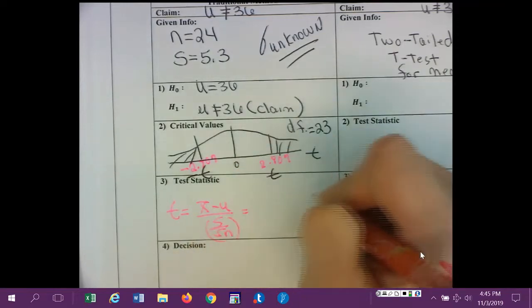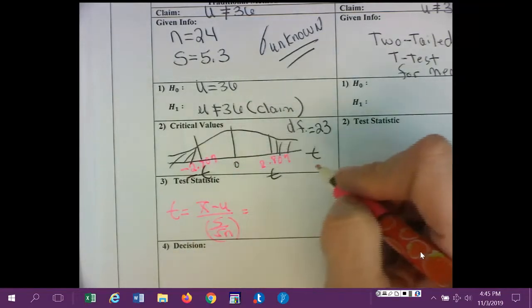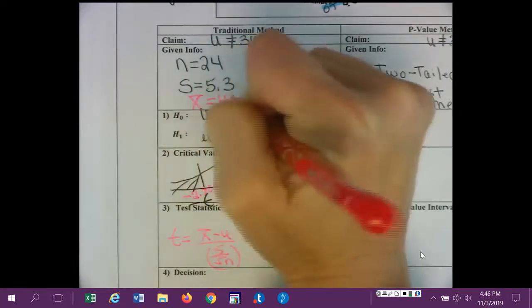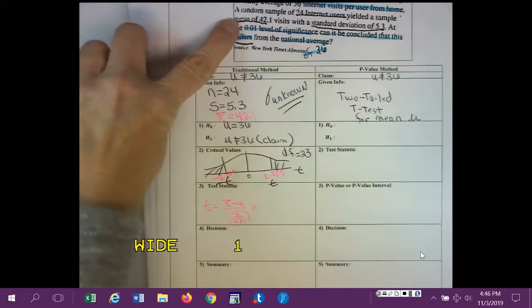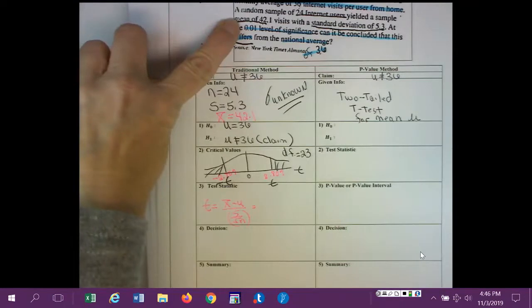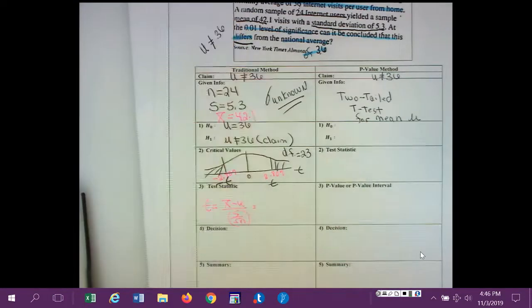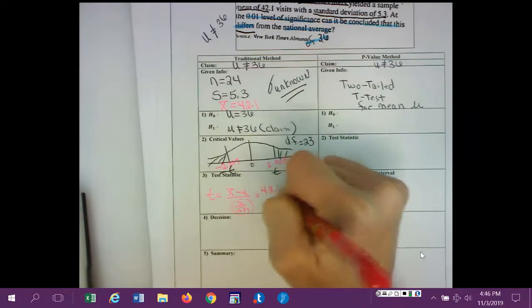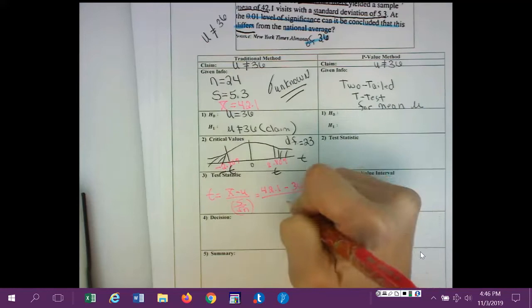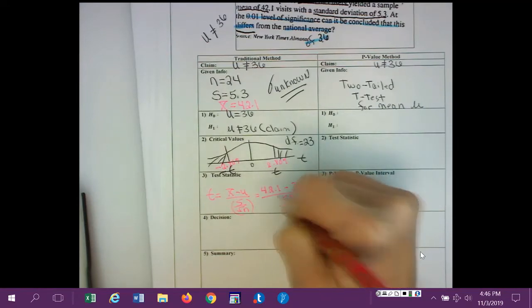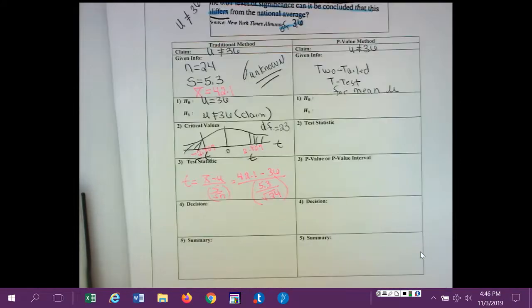This is going to be, what was the sample mean? I forgot to write it up here above. It was 42.1 from the paragraph. Sample mean of 42.1 with a sample standard deviation of 5.3, talking about that sample of 24 internet users. So we have 42.1 minus my 36 divided by 5.3 divided by the square root of 24. And that's going to be a positive test statistic.